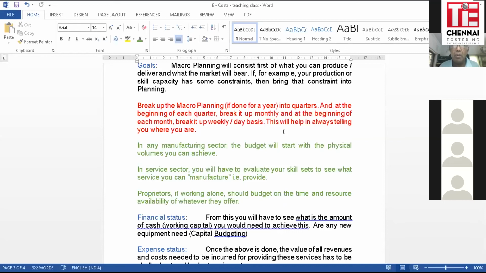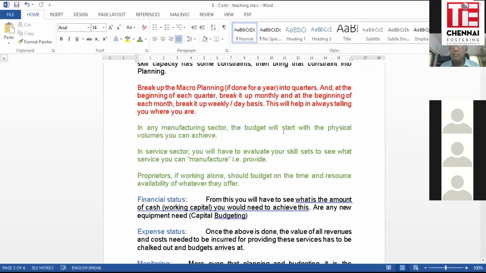Then break up the macro planning, if it is done for a year, which is typical, into quarters. And at the beginning of each quarter, break it up monthly, and at the beginning of each month, break it up on a weekly or day basis. And I'll tell you why it is important, because this helps you 2 things. This helps you avoid a mistake. One is a typical error mistake. I'm not talking about that. But you're mistaken assuming you'll be able to do certain things when you can't.